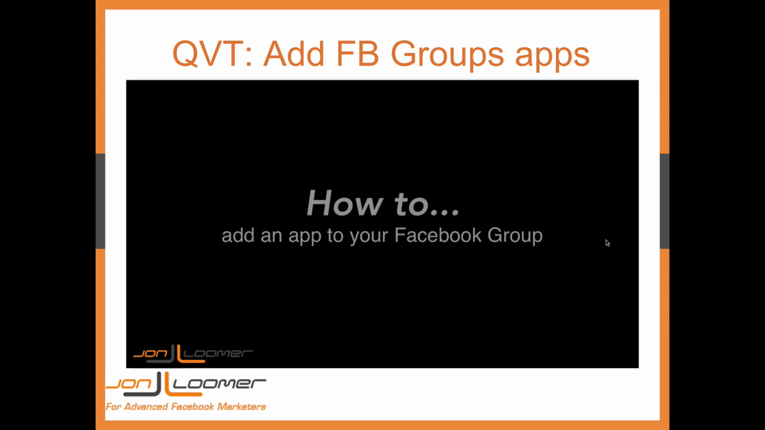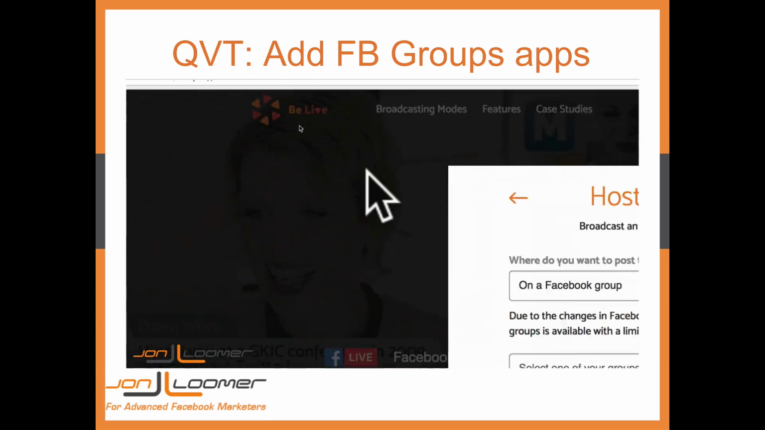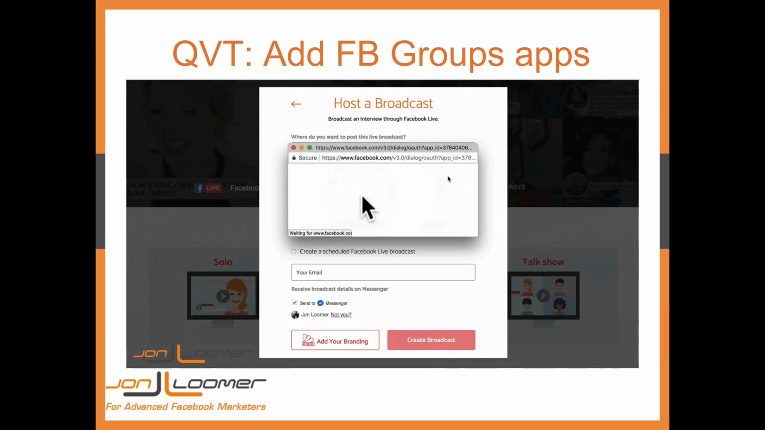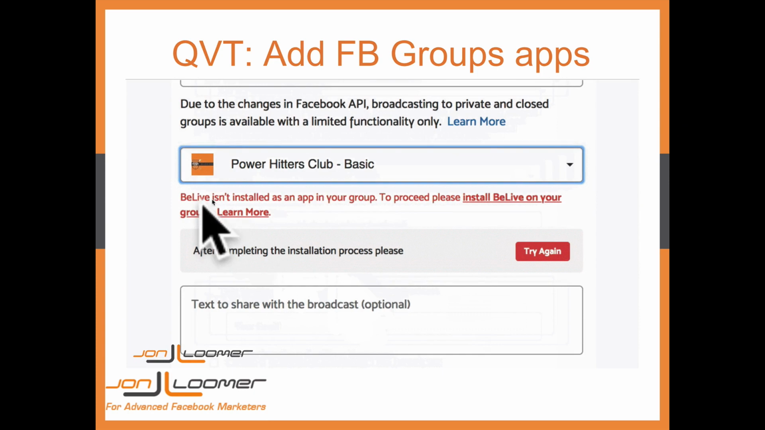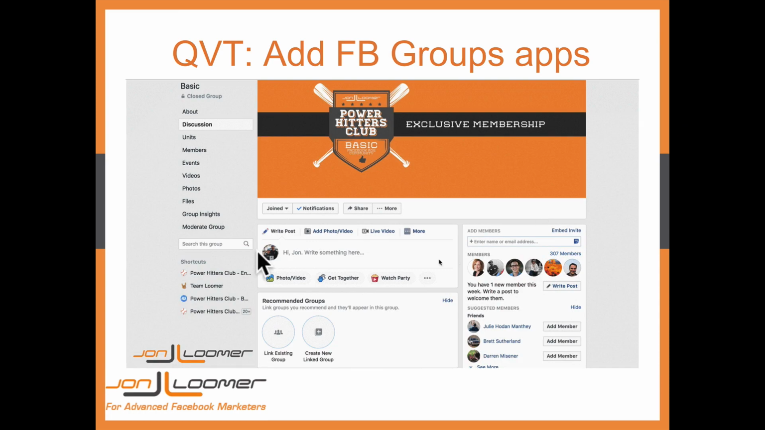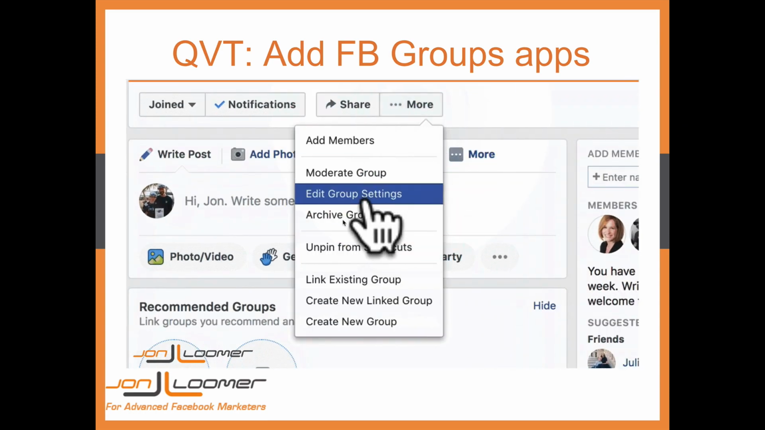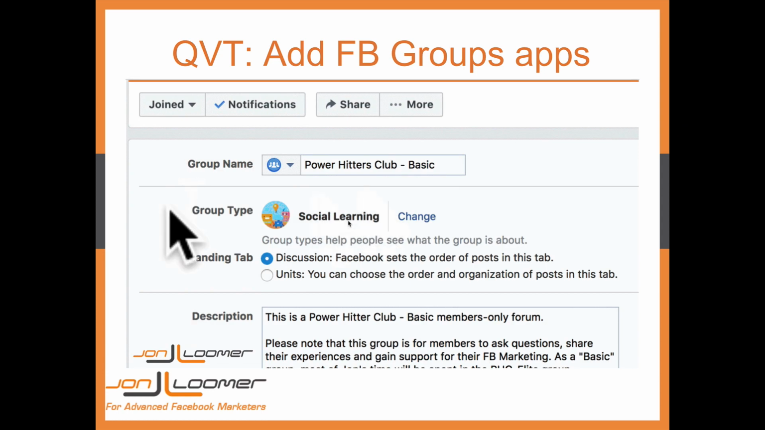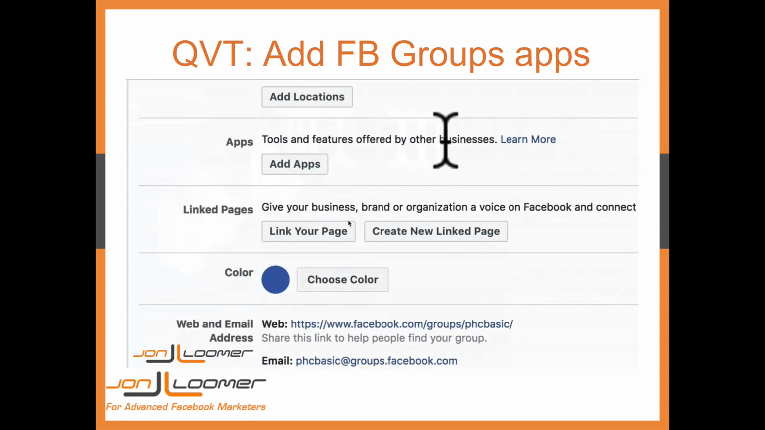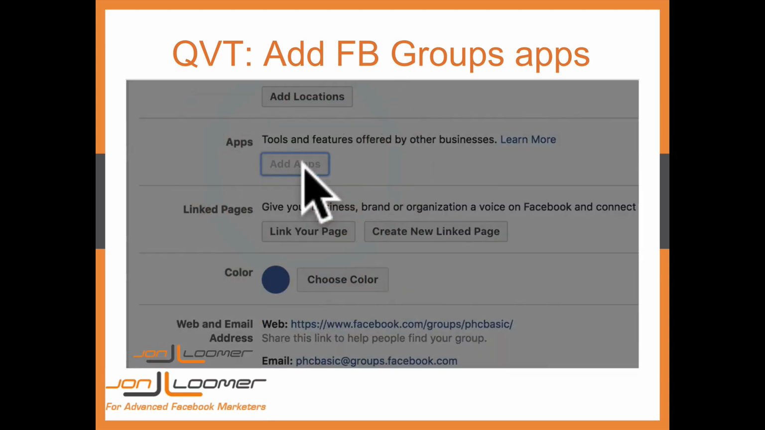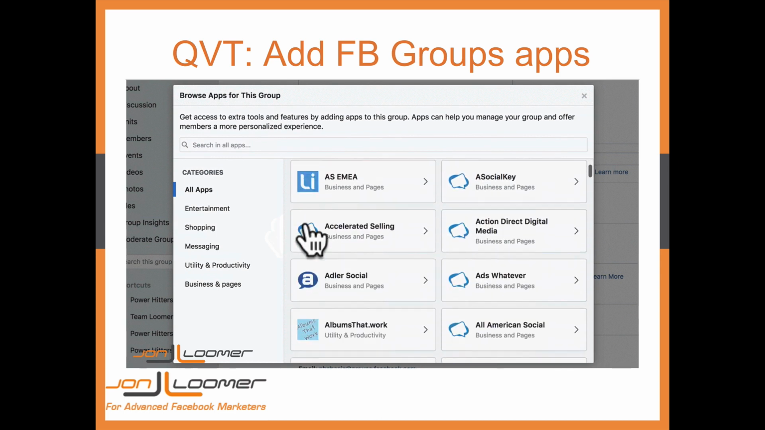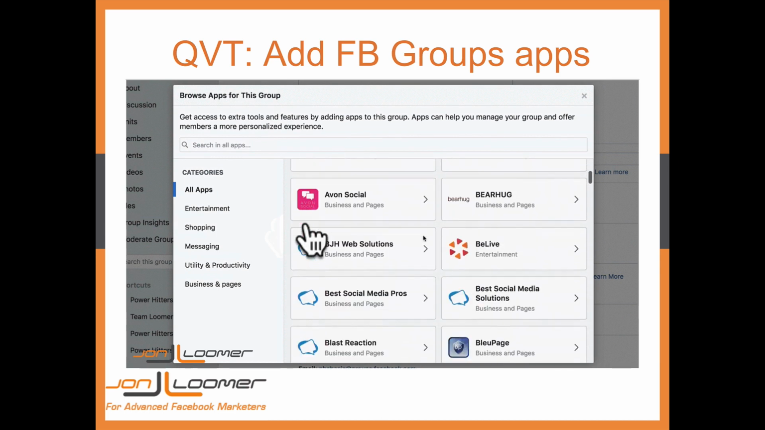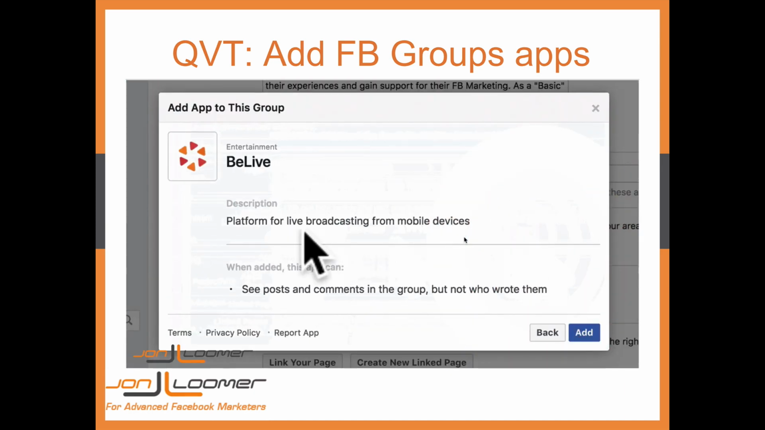So first of all, I'm going to see what was happening. This is within BeLive, and I went and selected a group that I wanted to publish to. And if I hadn't added that app yet, I was getting this error. Well, whoops, I guess I've got to add that app to my group. So to do that, go into the More, then Edit Group Settings, and then scroll down to Apps, Add Apps. They have a whole bunch of them now. You can search in the apps too, by the way. But I just had to scroll down, okay, where's BeLive? And there it is. So once I added that, we're good to go.